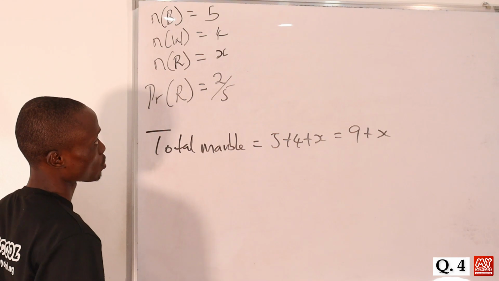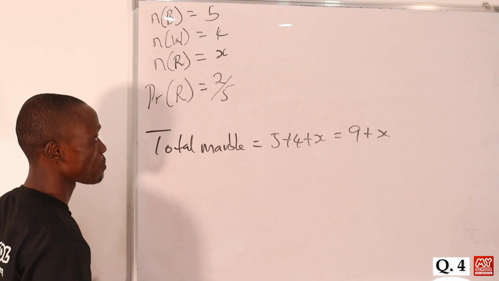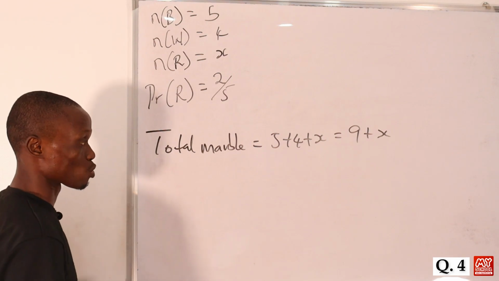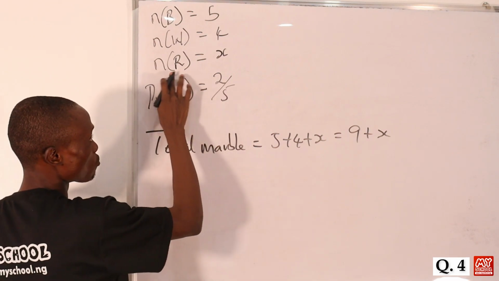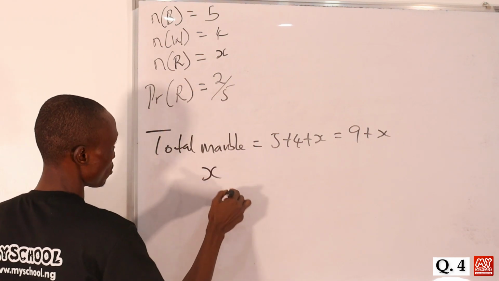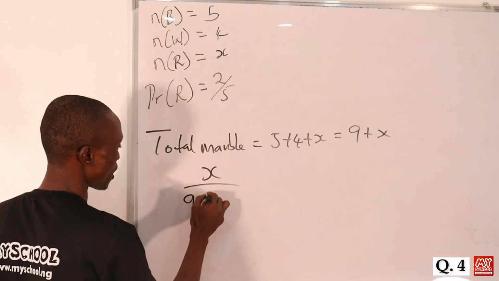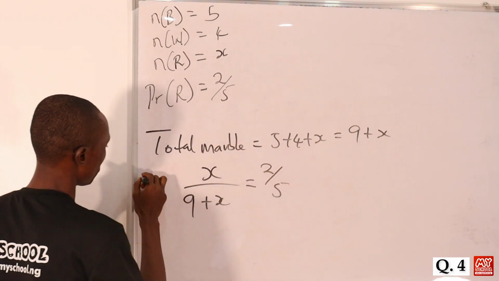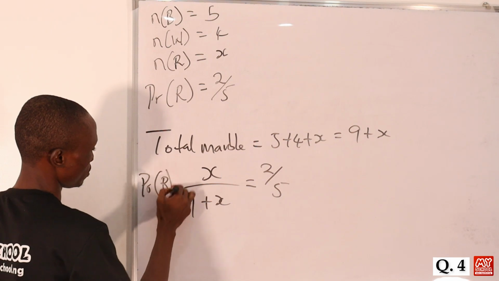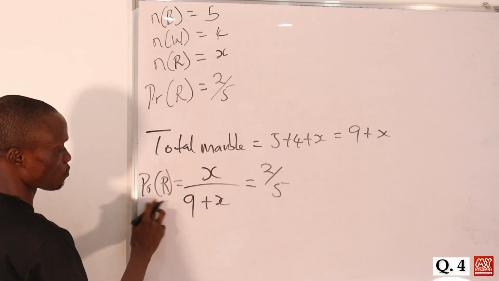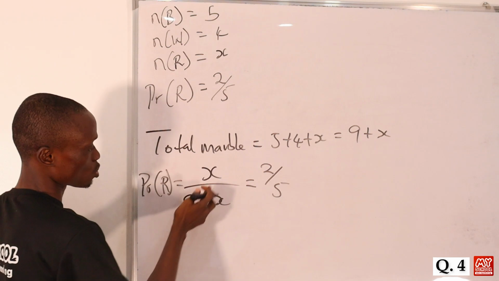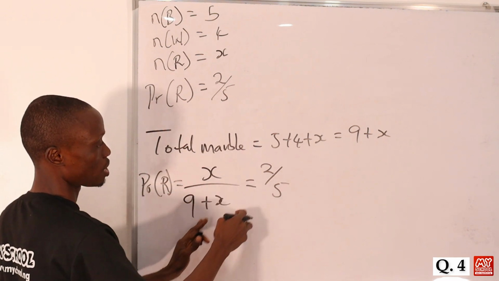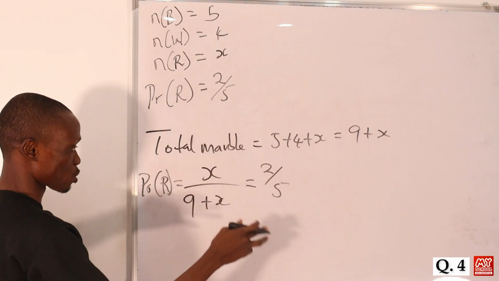Now we are told that the probability of picking a red marble is equal to 2 over 5. Remember that probability is equal to the number of required outcomes all over total outcomes. In this case, the number of red marbles is x, then the total is 9 plus x, and this will be equal to 2 over 5. So P of red is the probability of picking a red marble. Since we are looking for the value of x, we just cross multiply, because we have two fractions that are equal to each other.